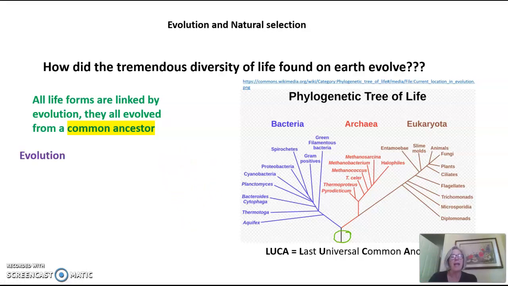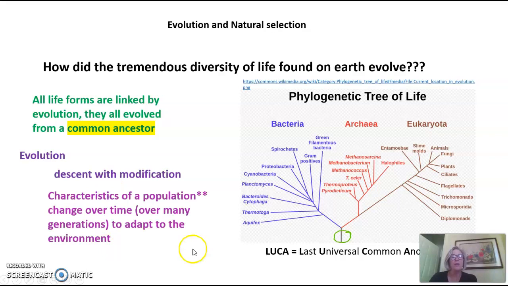What do I mean by evolution? What is the definition of evolution if all of these life forms evolved from Luca? Well, if you look up evolution in the dictionary, you'll get something like descent with modification. What does that mean? That's not very helpful at all. What evolution is, it means that the characteristics of a population change over time. And by time, I mean many generations. And the characteristics change to adapt to the environment.